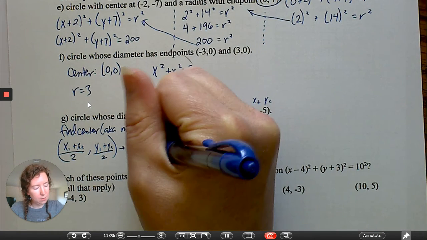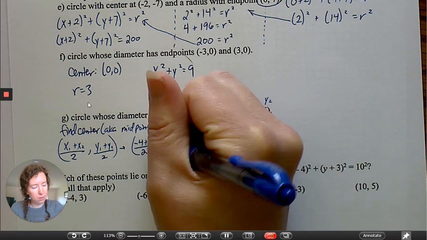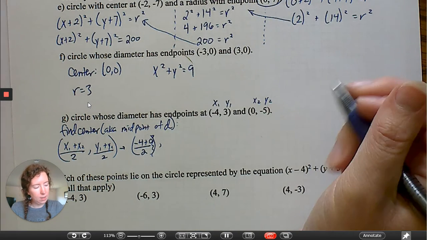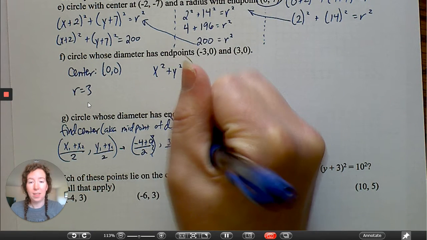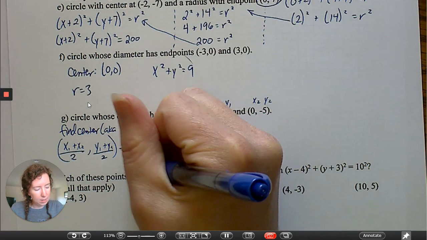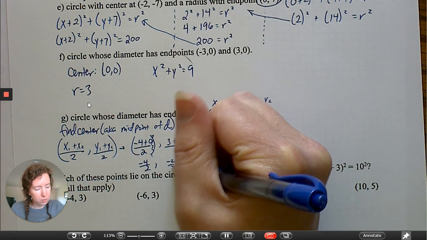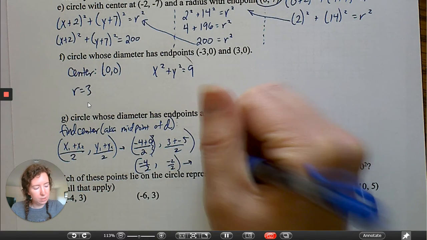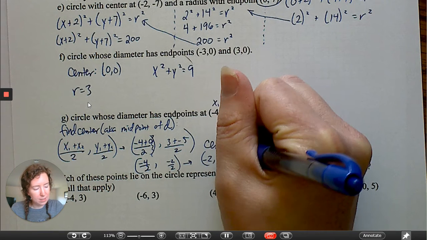So let's add -4 plus 0 over 2. And then let's do 3 plus -5 over 2. That's where I want the parenthesis because it's a coordinate. So I get -4 over 2 and -2 over 2. That reduces down to -2 and -1. So that is my center.